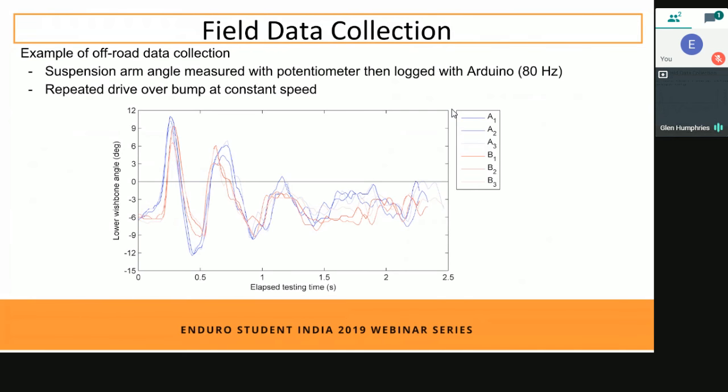And just one quick example there, just to show you sort of how useful even a basic system can be. Like I said before, this was measured on an off-road buggy with the suspension, one of the front wishbones, the suspension arm. Its angle relative to horizontal was measured with a potentiometer, and then that potentiometer voltage was logged with an Arduino. It was logged at about 80 hertz. You could probably speed that up with a bit more thought into the coding. And then we repeated a drive over a bump at constant speed.